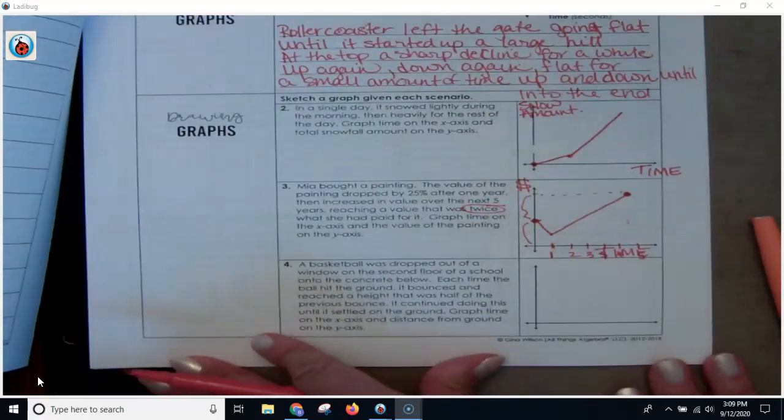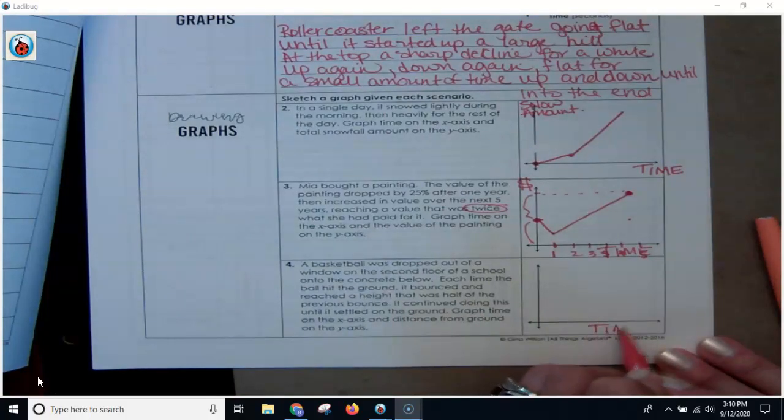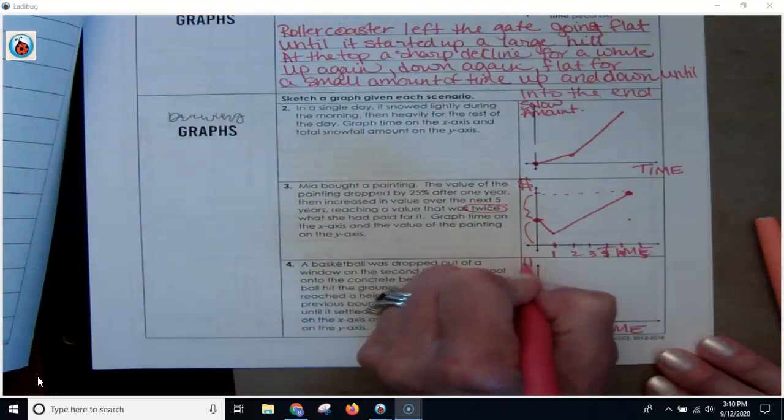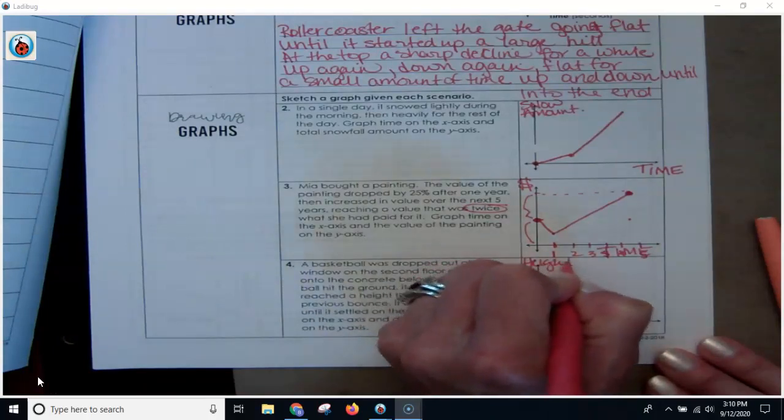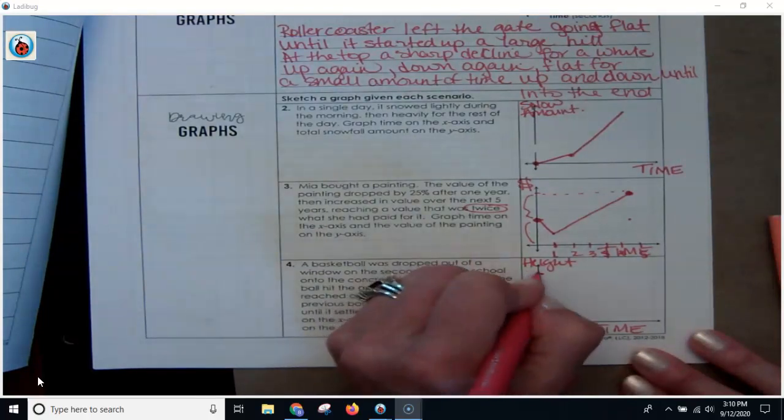Moving on. So we've got a basketball is dropped out of a window on the 2nd floor at a school into the concrete below. Each time the ball hit the ground, it bounced and reached the height that was half the previous bounce. It continued doing this until it settled on the ground. If your x-axis is time and this is height, so you've got a ball being dropped from here.